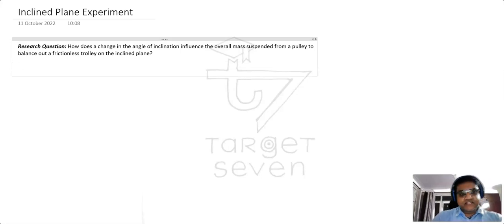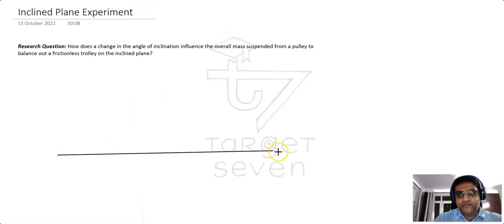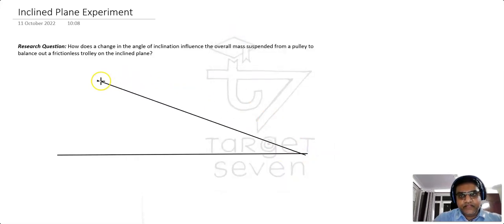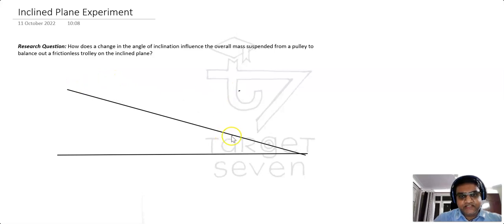How would the experimental setup for this look like? So I'm talking about the presence of an inclined plane. Let us go in with an assumption that this angle here is theta, the angle of inclination. I'm talking about the presence of a frictionless trolley. So let us consider this as a frictionless trolley. Alright, there you go. I'm also talking about the presence of a pulley system here.